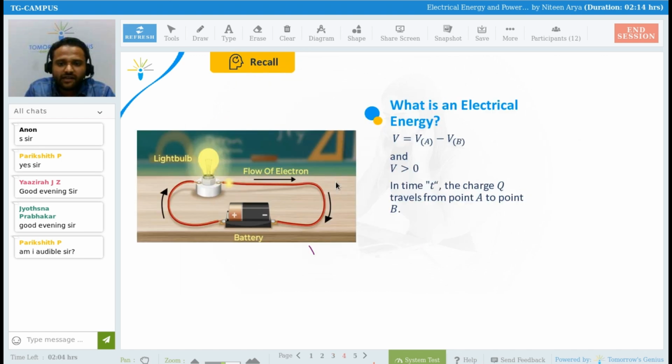What is electrical energy? Suppose, first of all, how is electrical energy going to be connected? Because with this particular battery, we have a potential difference. What is it in general? It is a potential difference, PD. Due to this potential difference, when it is greater than 0 in time t, the charge Q travels from point A to B, and due to this flow of charge there is electric current flow. Basically, electric current is the flow of charge.